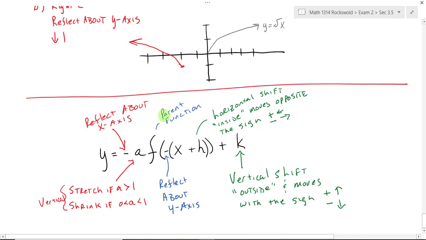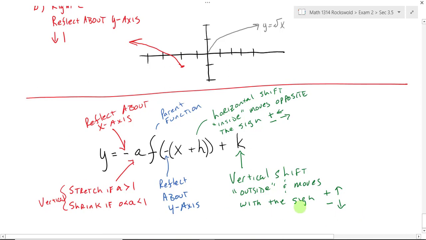F is just your parent function. It could be a quadratic function, absolute value, square root function, cubic function, whatever. If you have a negative in front of the x inside the parent function, that indicates that you have a reflection about the y-axis. If you have a constant added or subtracted inside the parent function, that's going to be a horizontal shift and it's going to move opposite of this sign. So a plus will go to the left and a minus will go to the right. If you have a constant added outside of the parent function, that's going to be a vertical shift and it moves with the sign. A plus is going to go up and a minus is going to go down.